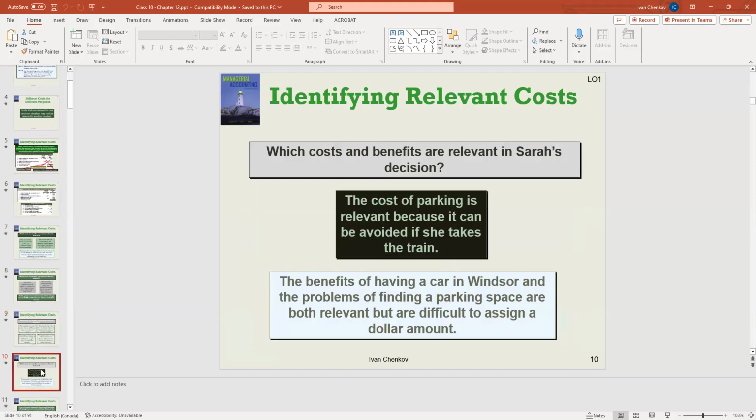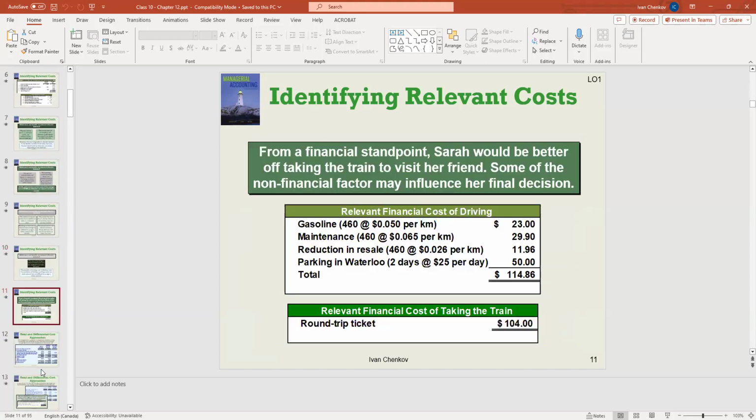Next one is the cost of the parking at the new place. Yes, that's relevant because if we go with the train, she doesn't have to pay it. And the benefits of having the car and the hassle of parking the car, since we cannot measure those two, we leave them out. So at this point, once we do the calculation, choosing only the relevant costs, we're going to come up with the following calculation.